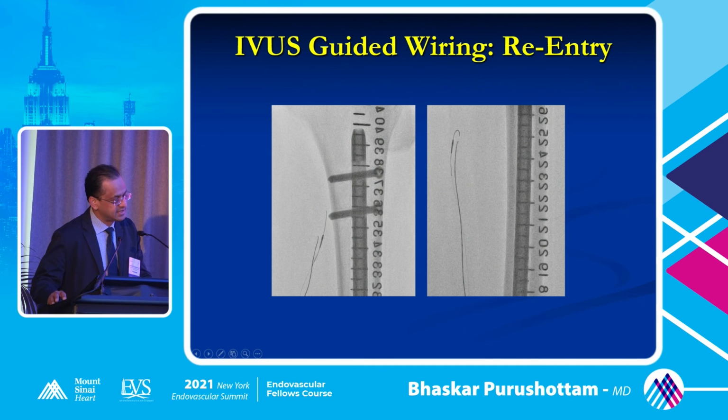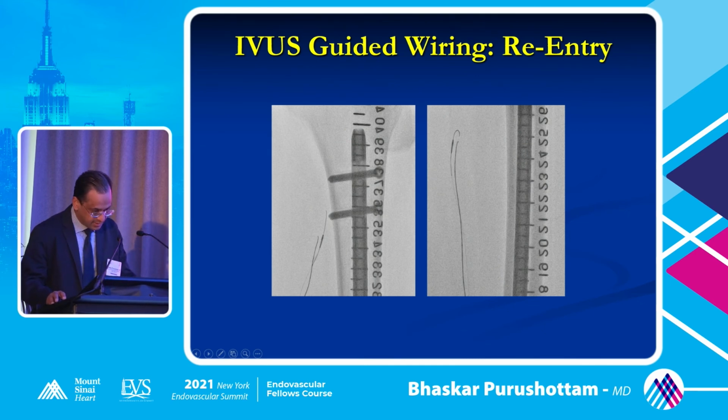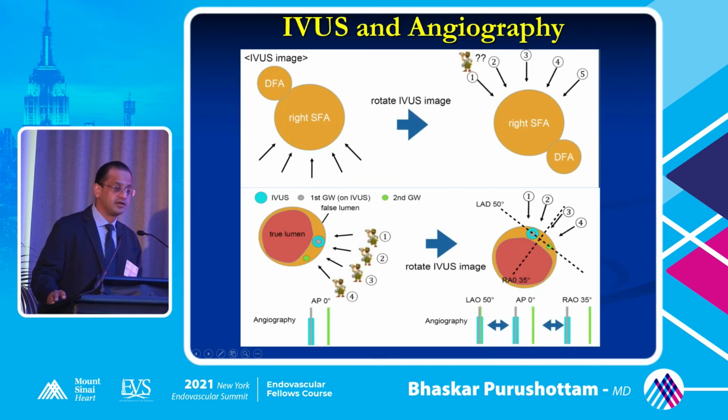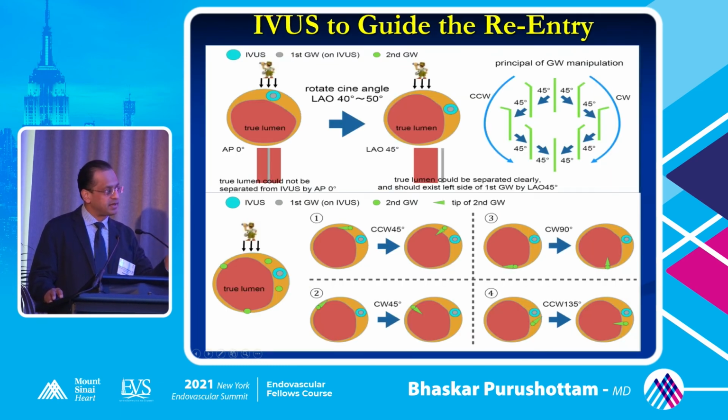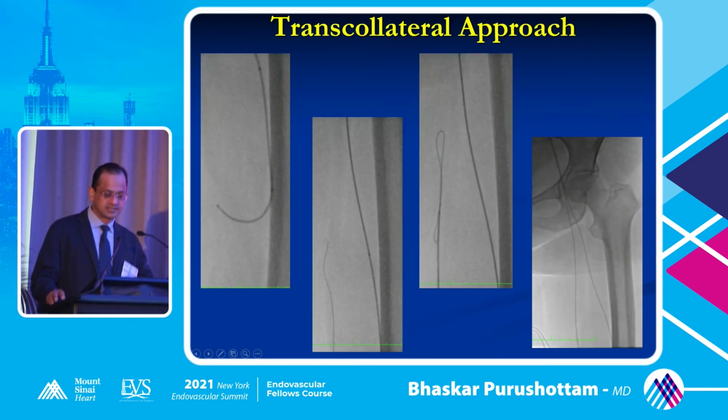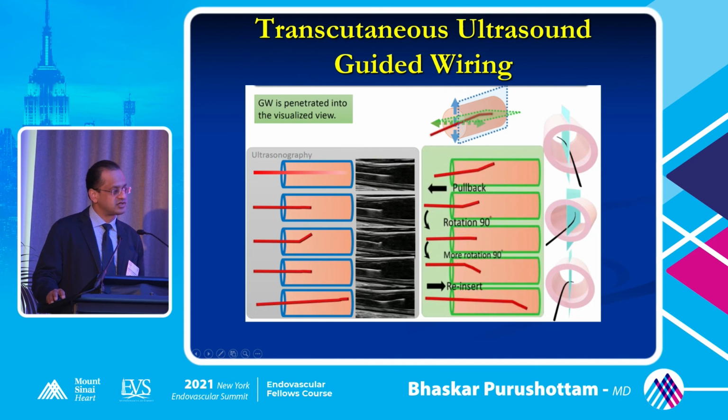This is some advanced technique which I've seen a lot of the Asian counterparts do. So they use two wires, one with the IVUS, one without, and based on how it's positioned on the ultrasound and the IVUS, you can then guide your CTO wire into the reconstitution zone. Again, this needs a lot of expertise. Transcollateral, I would say this is pretty much the last resort. Do it with somebody else because you don't want to tear that, cause a hematoma, and jeopardize the existing collaterals. Then again, this is transcutaneous ultrasound wiring. Again, needs a lot of expertise.